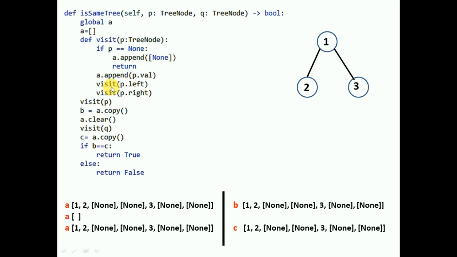So what I did here is use recursion. Using recursion, I just call the same function, that is visit, with p dot left. What is p dot left? P is this node, now p is this node. What is p dot left? P dot left is this node.